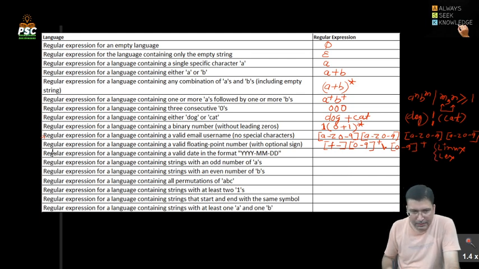Okay. Then a regular expression for a language containing a valid date in this format. So a date like 4 digits, then 2 digits, then 2 digits, separated by hyphens or minus signs. So for the 4 digits, the very first digit can be 0 to 9. If there is no restriction, I am treating the second digit as also 0 to 9. The third digit can also be 0 to 9. The fourth digit can also be 0 to 9. Right? And then a hyphen.